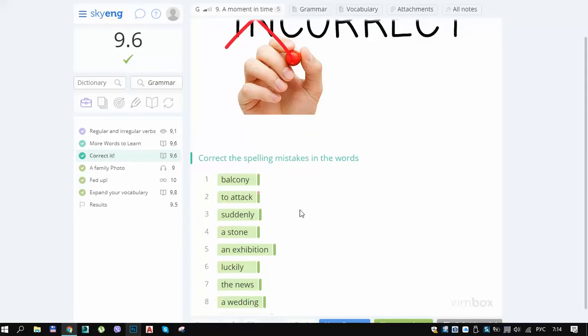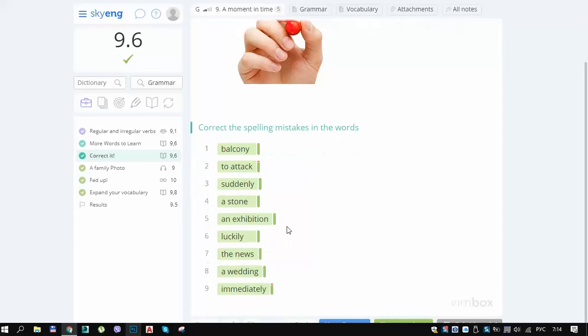Correct the spelling mistake in the words. Balcony, attacks, exhibition, market. The news, awaiting, immediately.